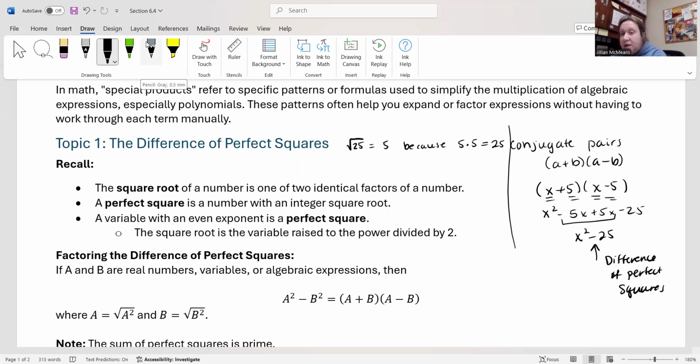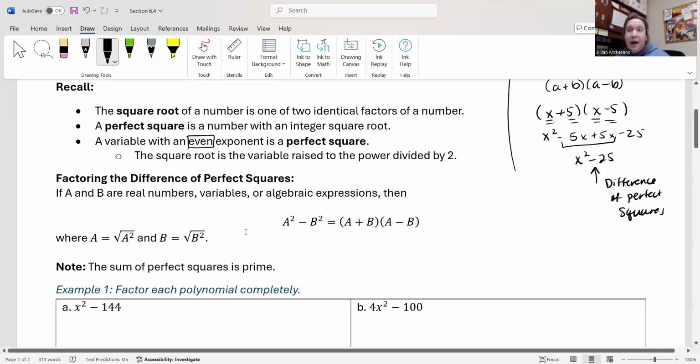Now, as far as variables are concerned, a variable is a perfect square if it has an even exponent. Exponents of 2, 4, 6, 8, 10, whatever, those are perfect squares, okay? The way you find the square root is you keep the variable and then you just divide the exponent by 2, and that's the square root, okay? So let's talk about the difference of perfect squares.